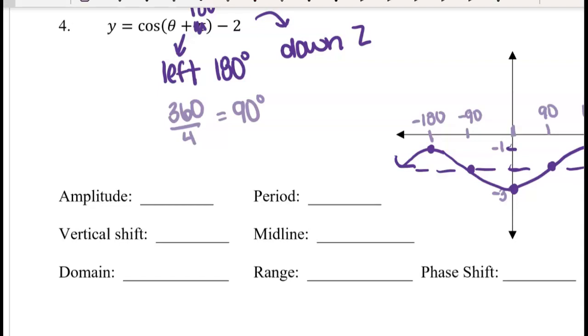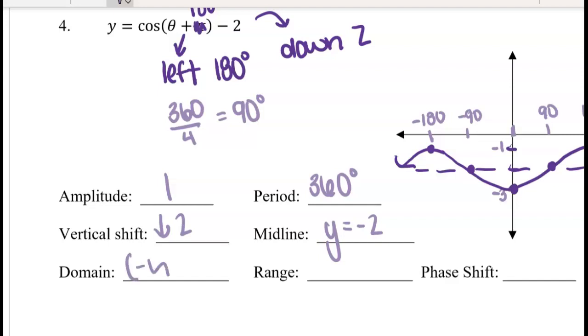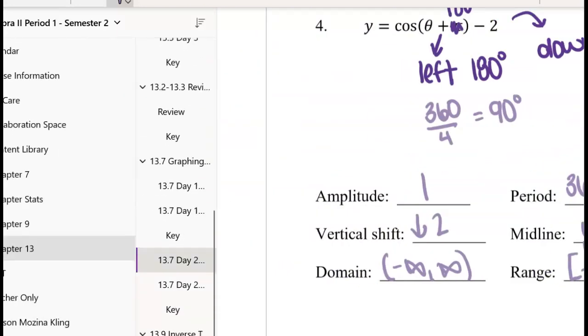So my amplitude is 1 because of my A value. My period is still 360 because I don't have anything being multiplied by theta. We went down 2, which means my midline is y equals -2. My domain, -infinity to infinity. My range, -3 to -1. And my phase shift, we went to the left 180. To the left 180.